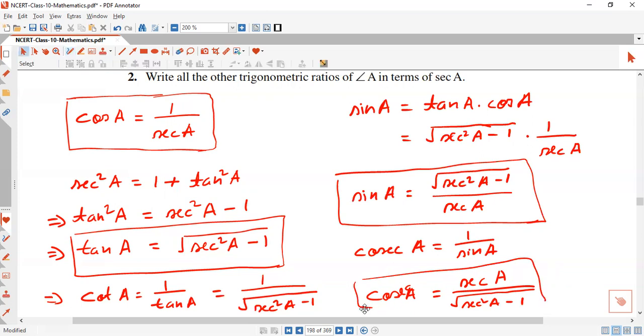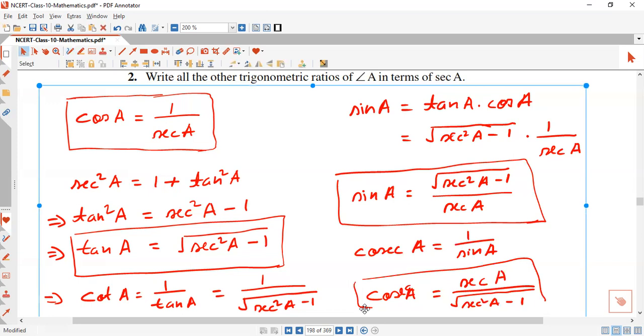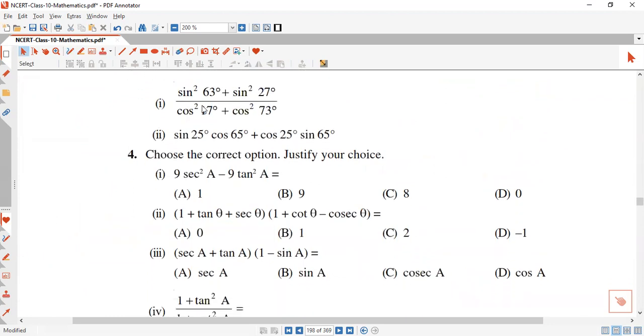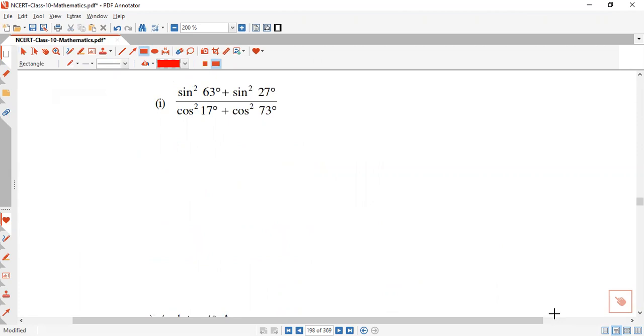Now, we will do the third question. The question number third says, evaluate. We have to find out the value of sine square 63 degree plus sine square 27 degree, divided by cos square 17 degree plus cos square 73 degree. The values are not known to us. So I write down here sine square 63 degree.